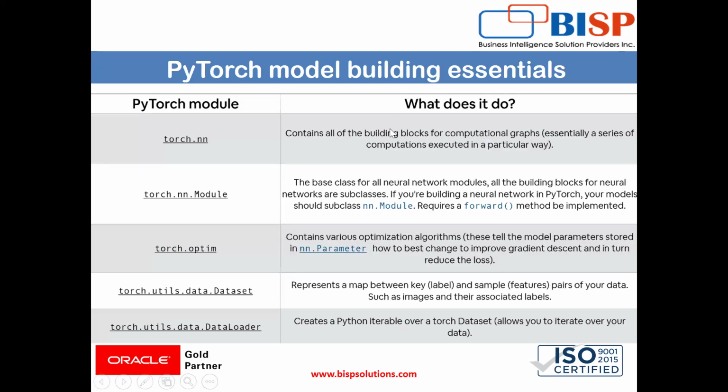So first of all, let's see this. These are the modules which are used: torch.nn, torch.nn.Module, optim for optimization, utils, and all these are the modules which are used.